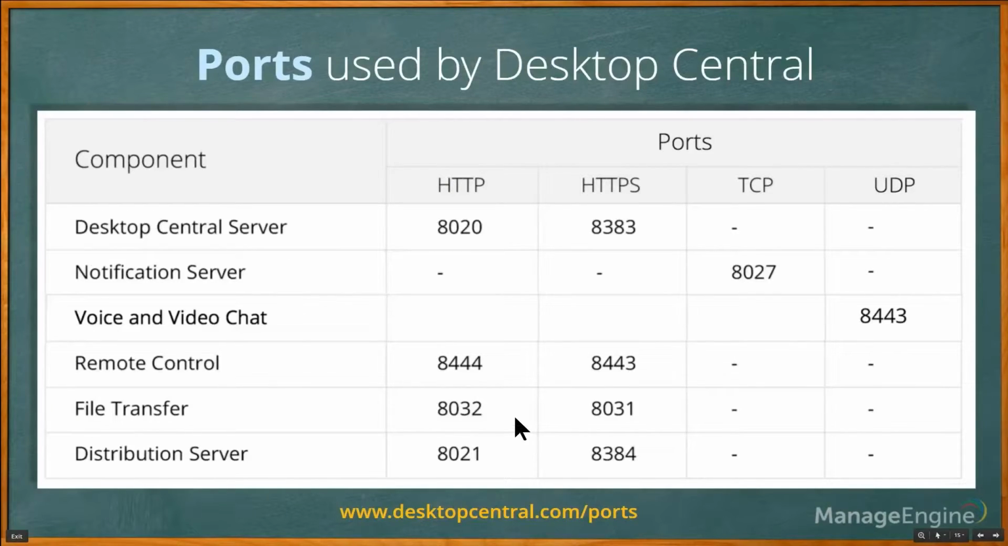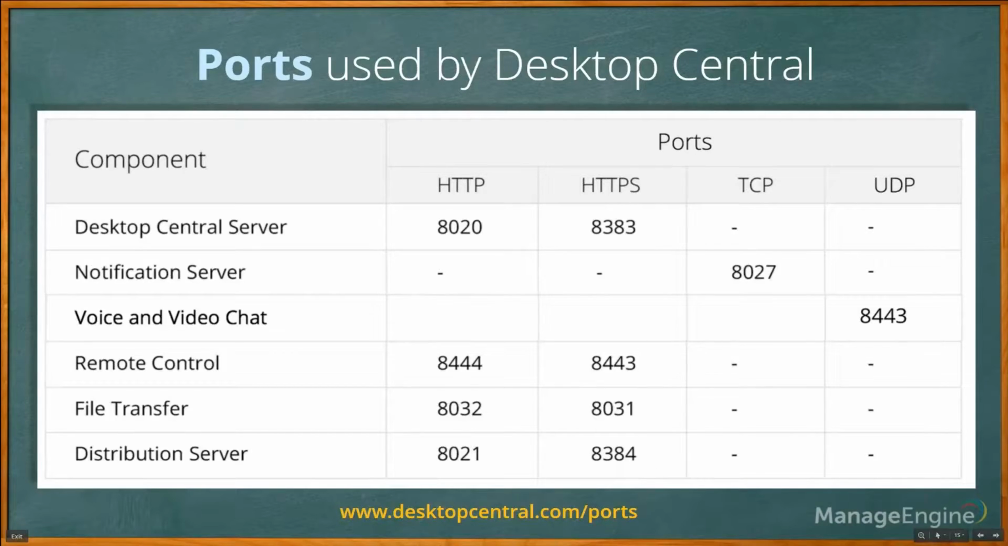Let's look at the ports that are used by Desktop Central. Desktop Central server uses 8020 for HTTP communication and 8383 for HTTPS communication. This is by default. The notification server component will use 8027, which is TCP. And the distribution server, as you can see at the bottom, will use 8021 and 8384 for HTTPS communication.